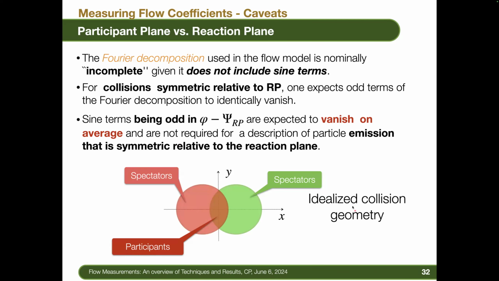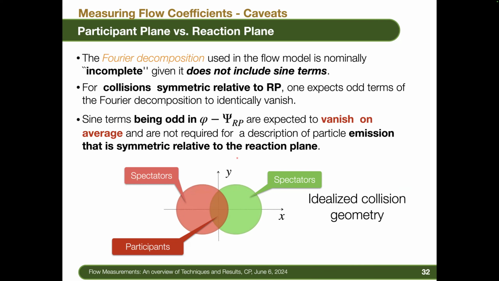Where does that stem from? Well, it stems from the fact that in a collision, on average, when you have two equal sized nuclei, this overlap region is symmetric by construction. The idealized collision geometry is symmetric. And so this obviates the necessity for sine terms. They just vanish.